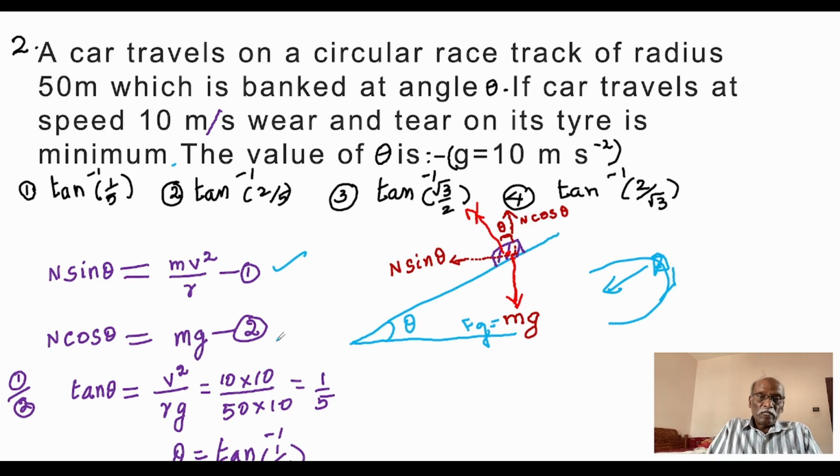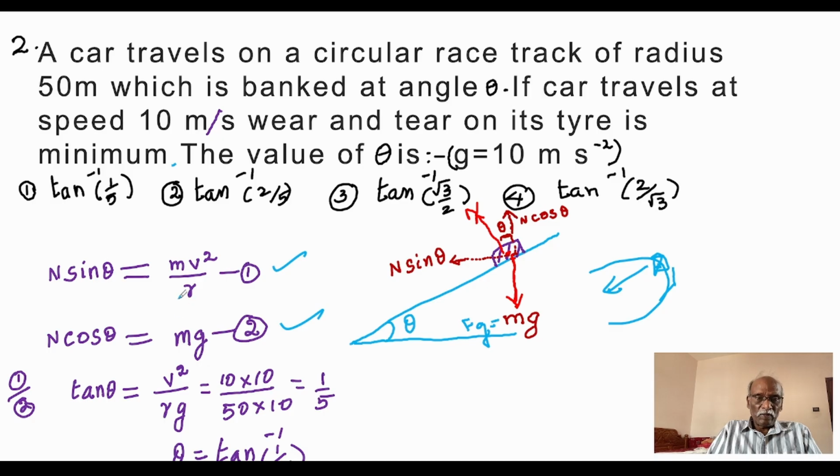Okay, there are two equations right now. So, divide the first one by the second one. What happens here? N cancels. Sin theta by cos theta is tan theta. m by m cancels. And r also, in the denominator, does not cancel. Finally, we have tan theta equal to v square by rg.